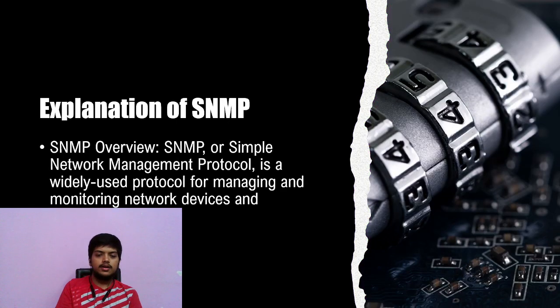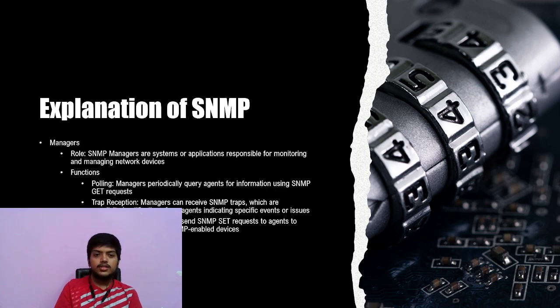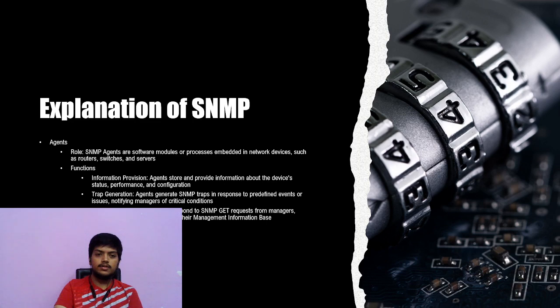Explanation of SNMP. Overview: SNMP is a widely used network management protocol for managing and monitoring network devices and systems. Explanation of SNMP: polling, trap reception, and configuration. Polling: managers periodically query agents for information using SNMP GET requests. Trap reception: managers can receive SNMP traps, which are unsolicited notifications from agents indicating specific events or issues. Configuration: SNMP SET requests to agents to modify the configuration of SNMP enabled devices.